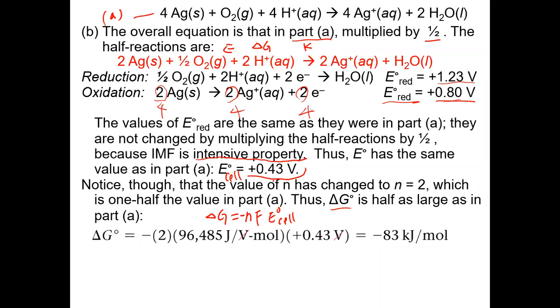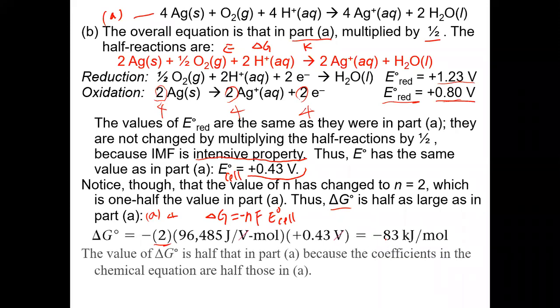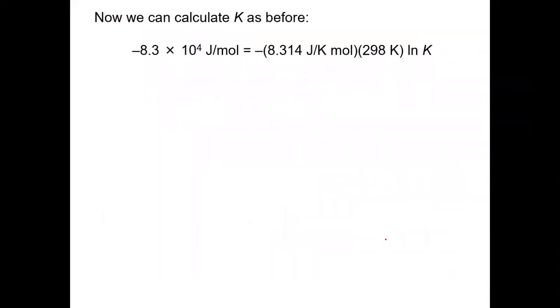So in part A, this number here is 4, but now we have 2. So we will have a different number for the delta G. All right. Once we get delta G, we will do the same calculation for the K. This equation comes from this equation. Remember, we have delta G equals negative R T ln K.